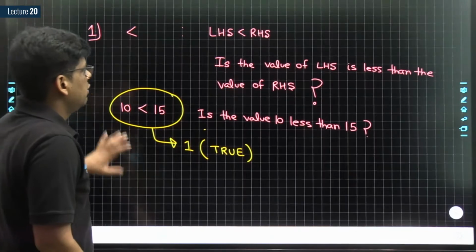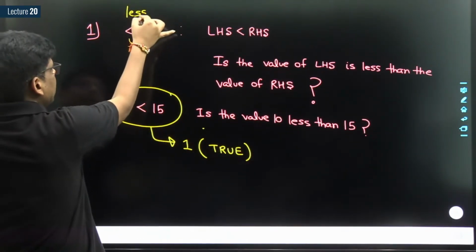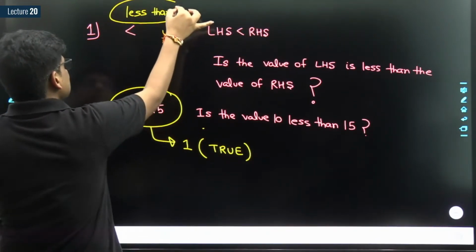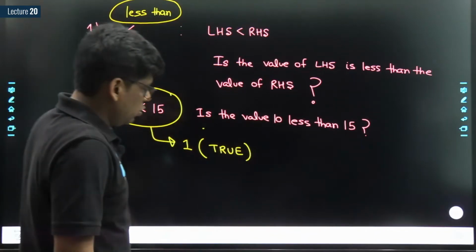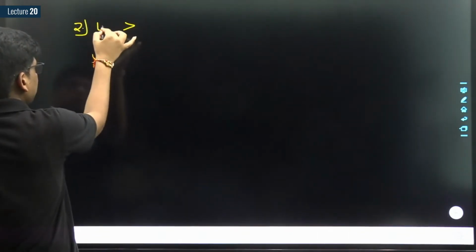Okay, first one. Okay, sir. Sir, this is about less than. Which relational operator is this? Less than relational operator. Okay. Similarly, the second relational operator is greater than.